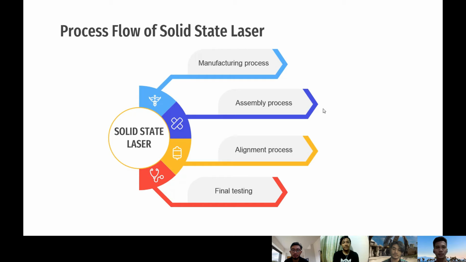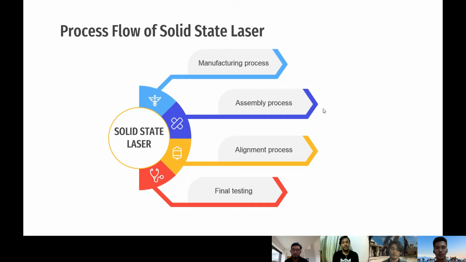The third process is the alignment process. In the third process, the laser cavity is aligned to ensure that it operates at its desired specification. This process is performed by another technician, using another laser to help with the alignment.